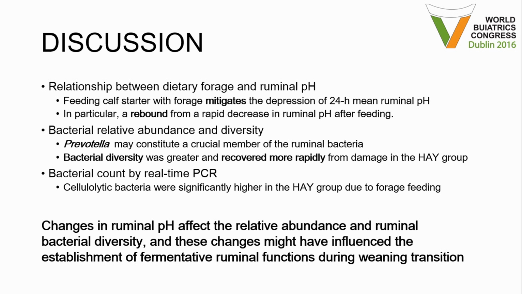Also, bacterial diversity indices were greater and recovered more rapidly from the damage of the weaning transition in the hay group. From the real-time PCR, cellulolytic bacteria such as Ruminococcus albus and flavefaciens were significantly higher in the hay group due to the feeding of forage diet. In conclusion, changes in ruminal pH affect the ruminal bacterial composition and diversity, and these changes might have influenced the establishment of fermentative ruminal functions during the weaning transition.